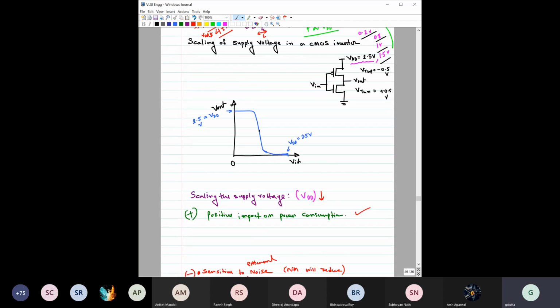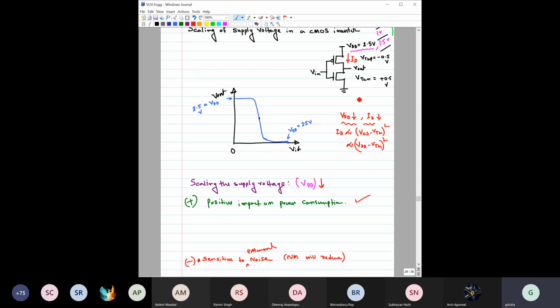What about the current ID that will be flowing through this? That would decrease, right? So VDD decreases, ID decreases. I hope this part is clear to you, because ID in saturation is proportional to VGS minus VTH squared. VGS is nothing but VDD, so it is VDD minus VTH squared. If this reduces, ID has to reduce. Now, what will be the implication of having less ID for this transistor action, for this inverter action?